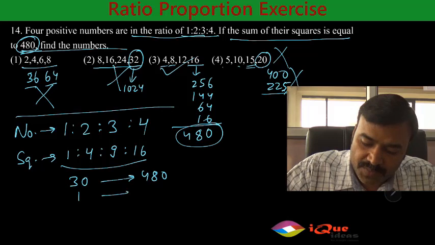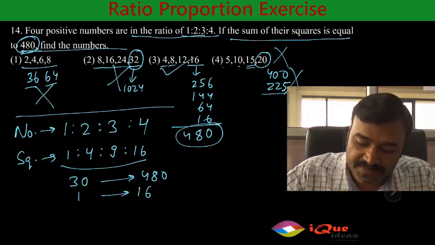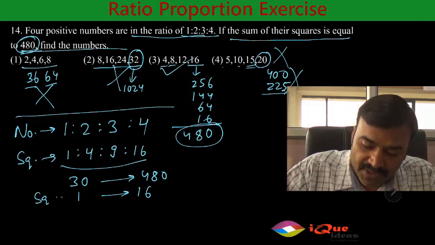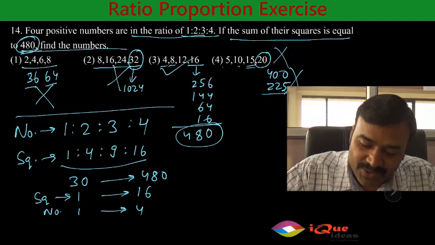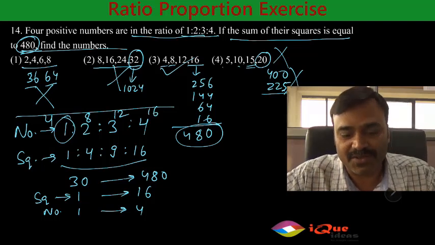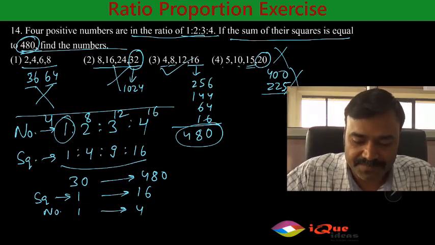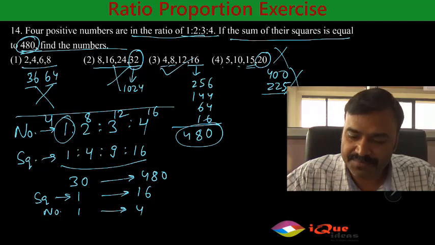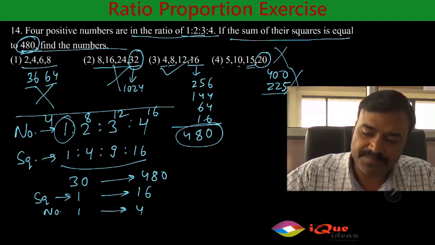So 1 will correspond to 480 divided by 30, that is 16 times. So 1 corresponds to 16. That is the square. So for the number, 1 will correspond to 4. So if the first number is 4, the second number will be 4 2s are 8, then 4 3s are 12, 4 4s are 16. So the numbers are 4, 8, 12, 16. Alright, so any method is good enough. Let's go ahead with the next one.